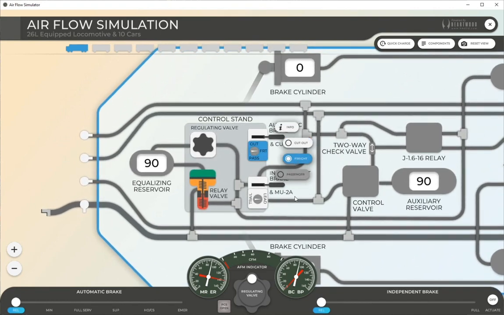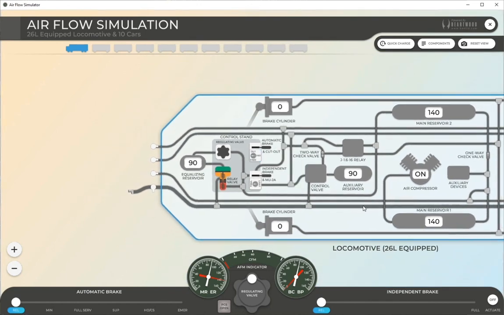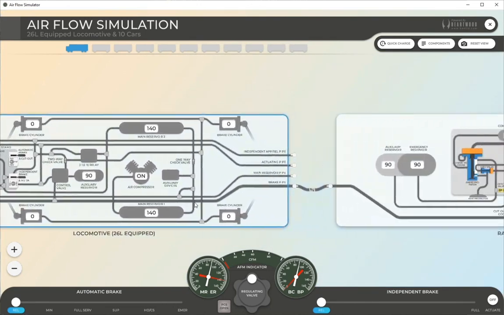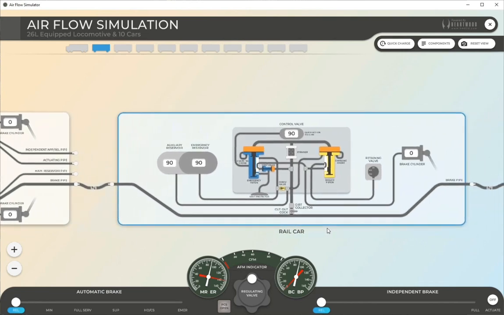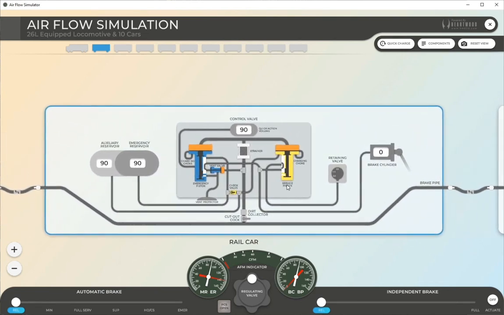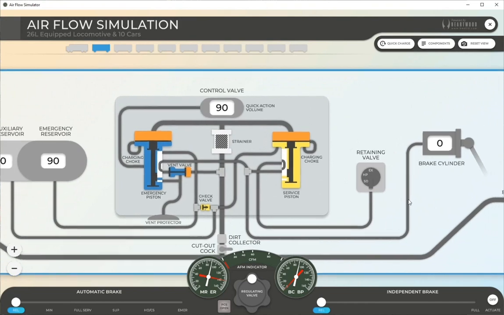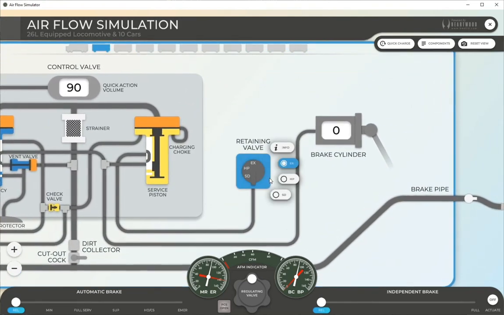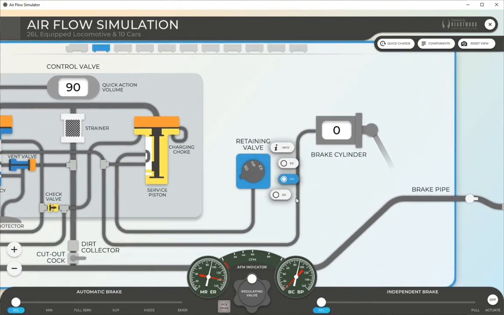The automatic brake valve is set by positioning the cutoff pilot valve to freight position, while the MU2A valve is set in the lead position. As we look at the simulation of the first attached railcar, we highlight the 3-position retaining valve as it is set to the normal direct exhaust position.